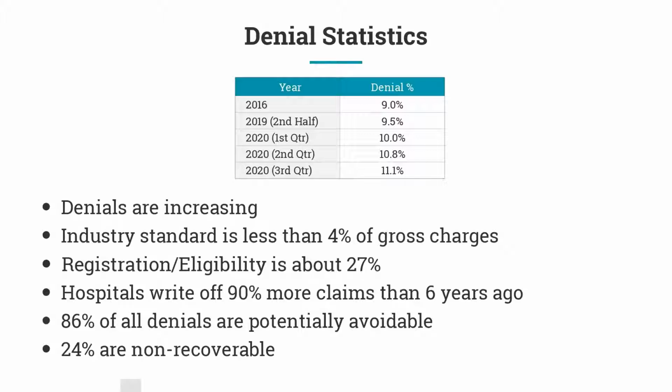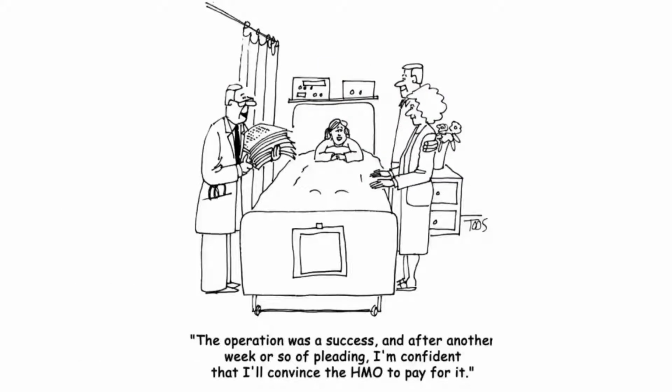Of that 86% of denials that are potentially avoidable, 24% of those are non-recoverable. That means we've left the money for all of the great services and procedures that we did for our patients on the table. The health plans have that, and not us, our hospital. Just a quick little cartoon here: "The operation was a success, and after another week or so of pleading, I'm confident I'll convince the HMO to pay for it." And so that's what we're working on. That's the landscape that we're in.